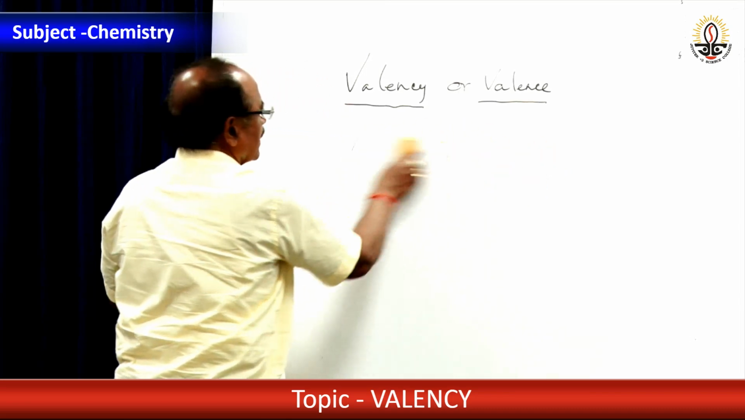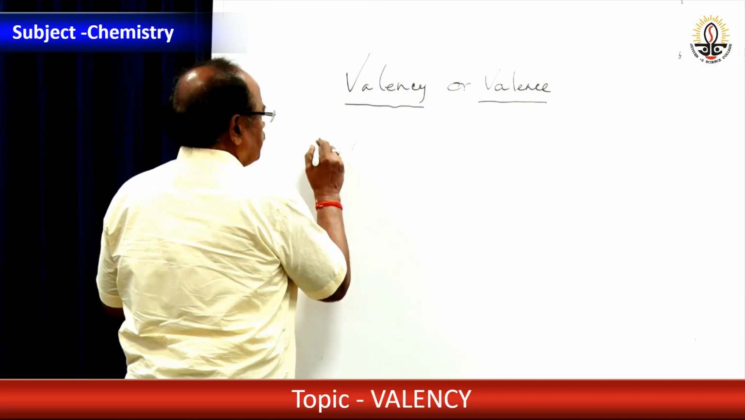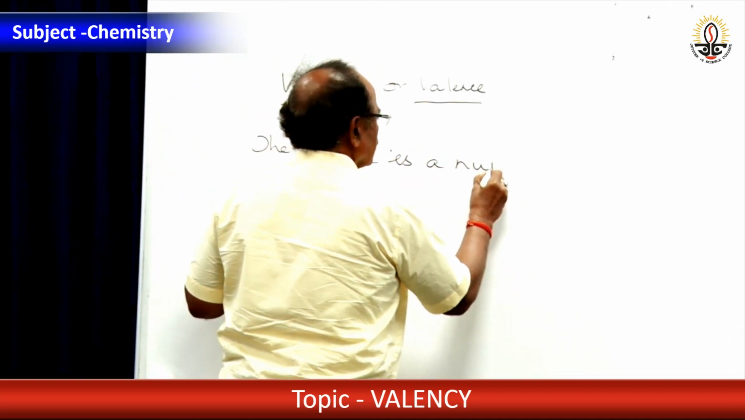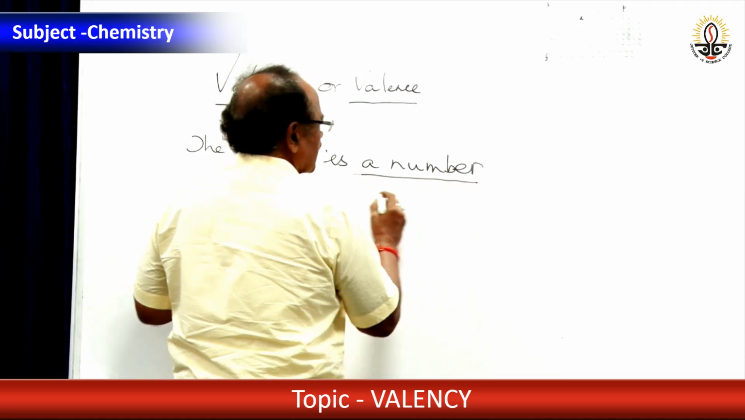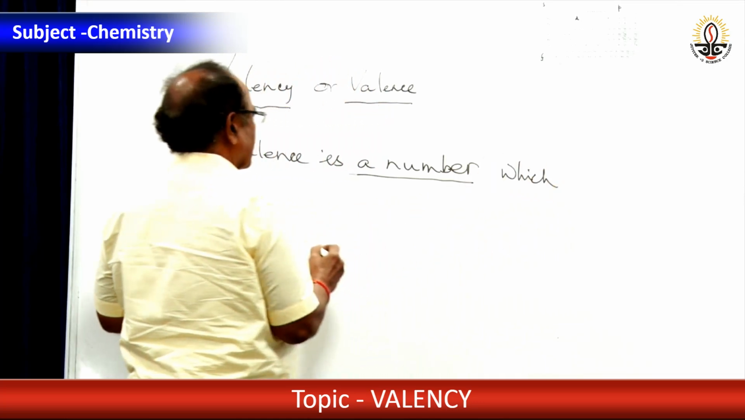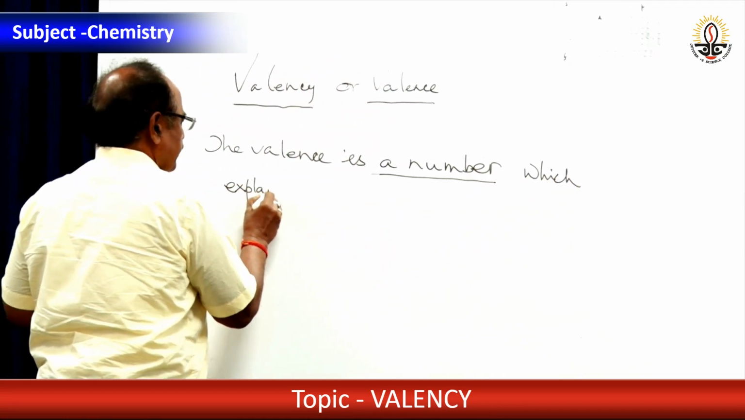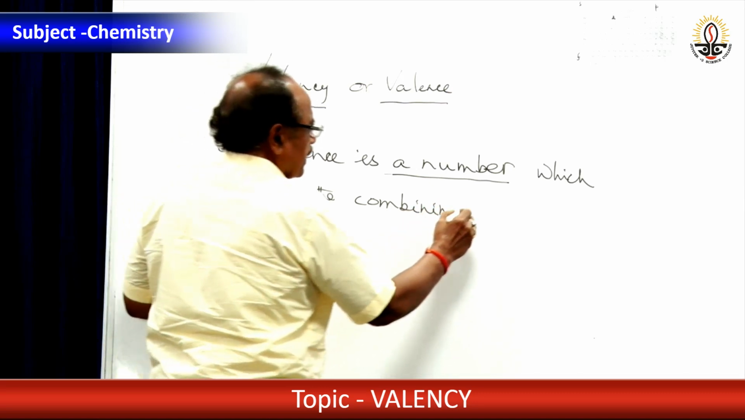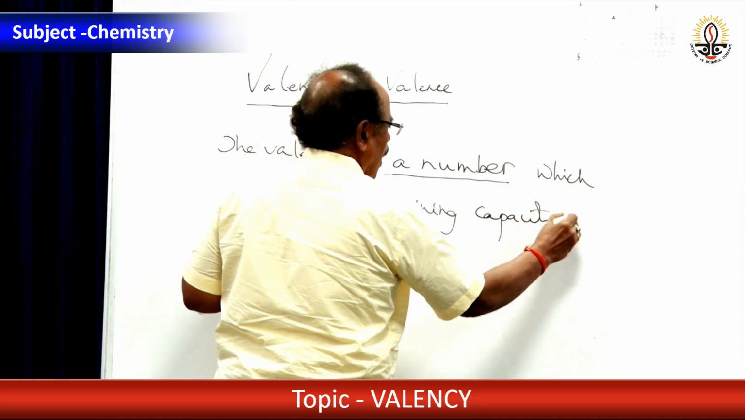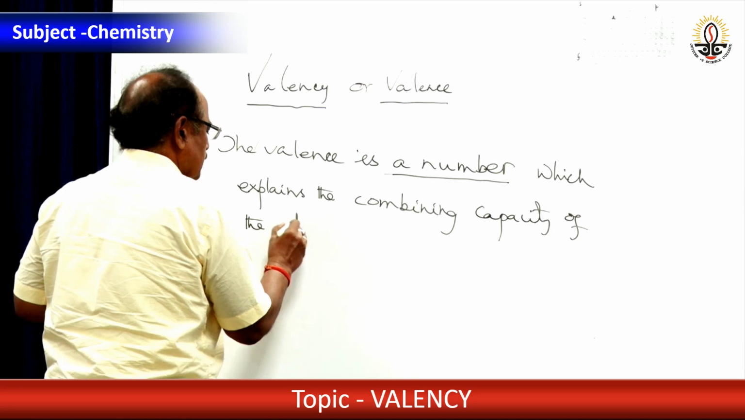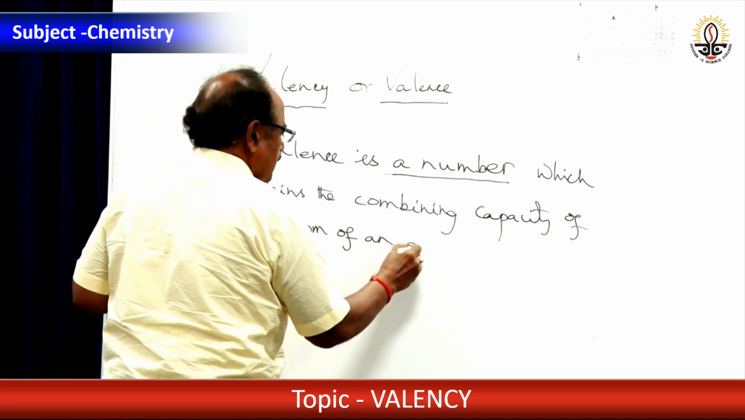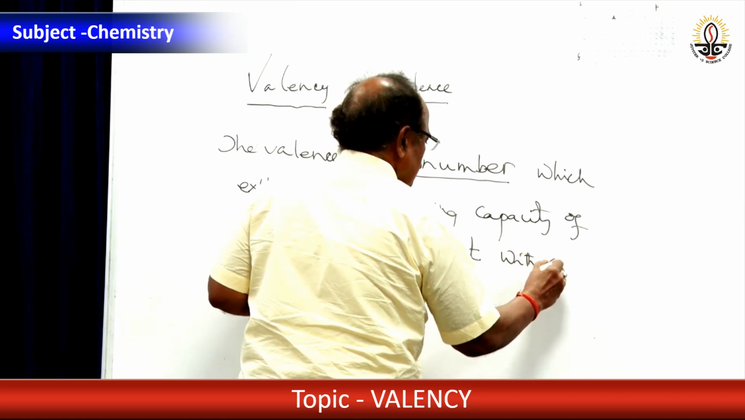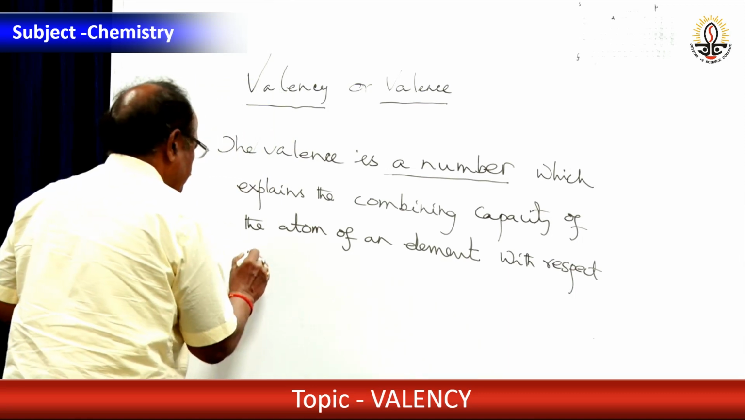So, we go to the word valency, and how do we define it? The valency is a number which explains the combining capacity of the atom of an element with respect to hydrogen as 1.